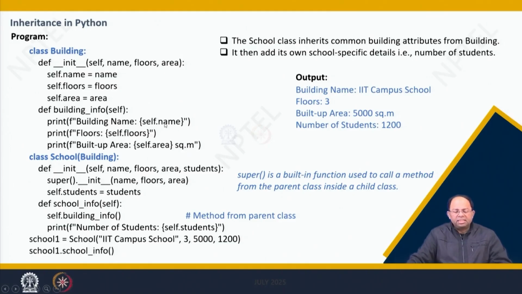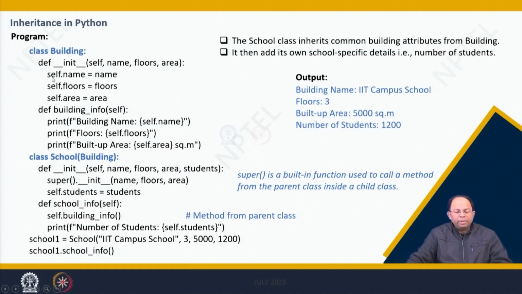So it is printing its self.name, self.floors and self.area. And then we are defining a new class called school, and within school I am passing building, so I am inheriting here, right? So def __init__, here I am again, in addition to name, floors, area, also initializing student, because that is the new attribute that I have added, right?